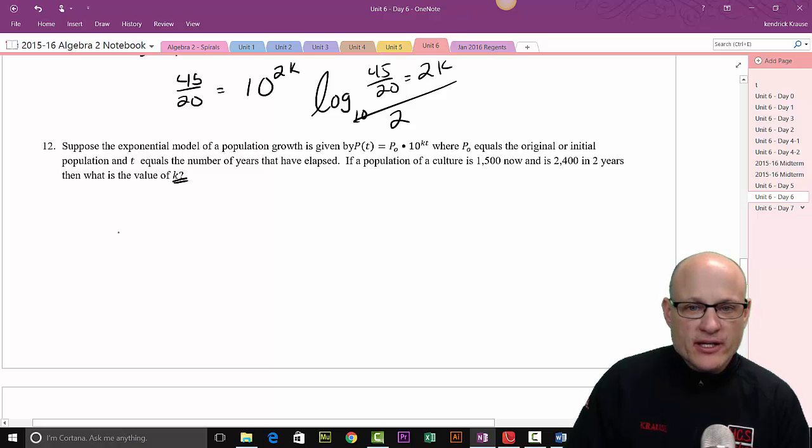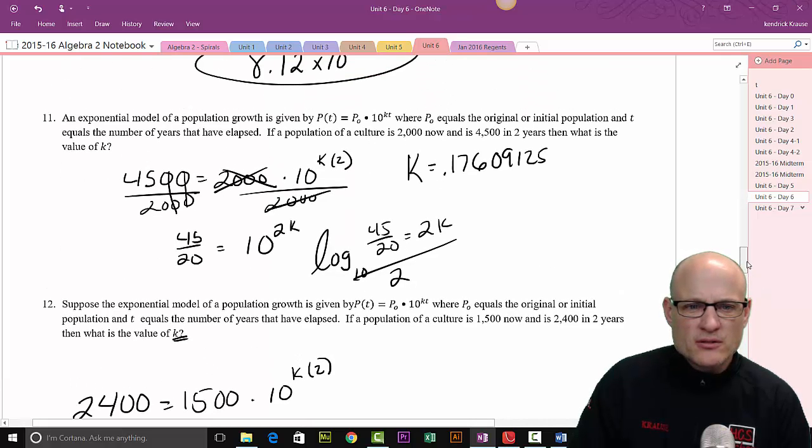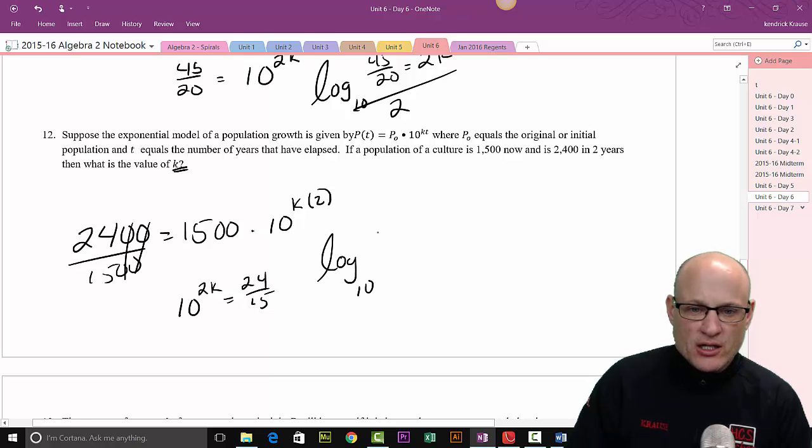Same thing. What's the value of K? So now we're going to start with 2,400 is equal to 1,500 times 10 to the K times 2. It's basically the same problem. So divide by 1,500. And we get 10 to the 2K is equal to 24 over 15. Log base 10 of 24 over 15 equals 2K divided by 2.